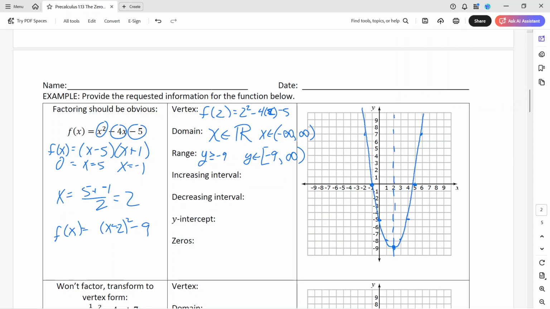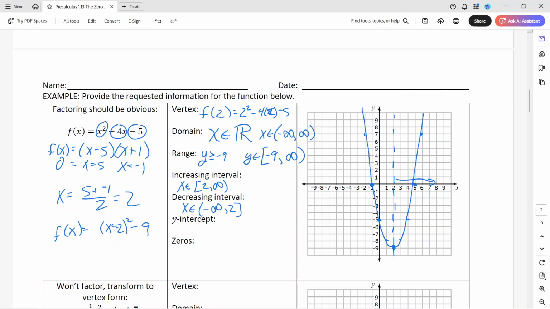The increasing interval is everything to the right of 2. So the increasing interval would be 2 and to the right. And the decreasing interval is left of 2. So the decreasing interval is from -infinity up to 2.